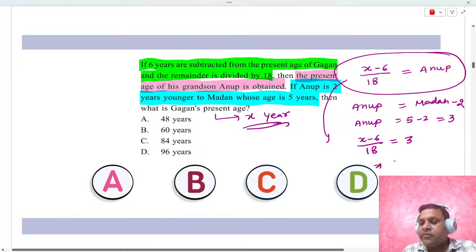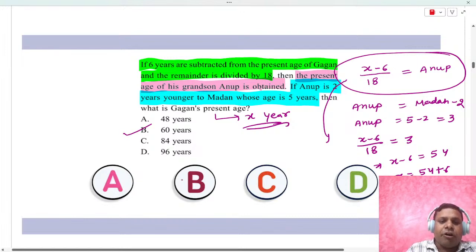So after solving this expression, x minus 6 is equal to 54. X is equal to 54 plus 6. So x is equal to 60 years. So your answer is 60 years. B option is the correct answer here.